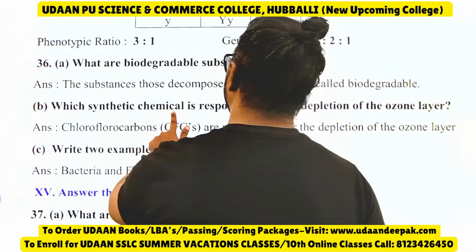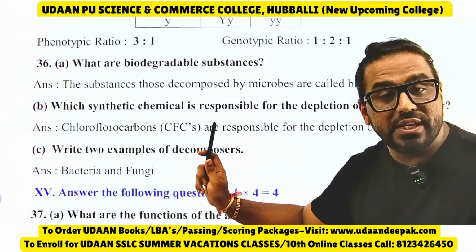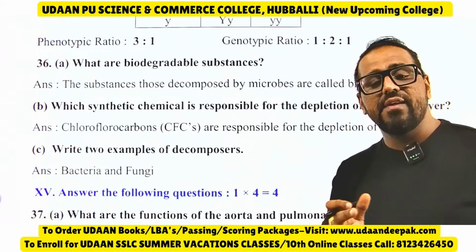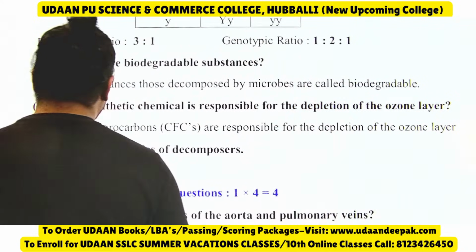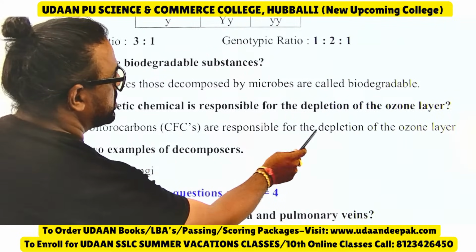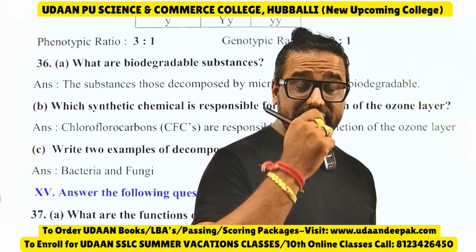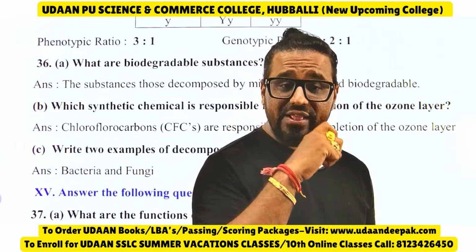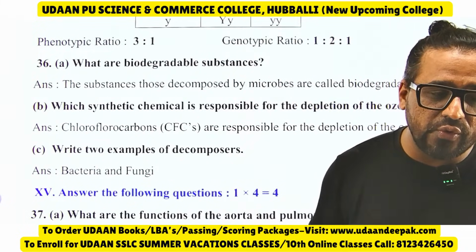Which synthetic chemical is responsible for depletion of the ozone layer? Remember, depletion of the ozone layer is because of which chemical? It is CFC. It is said in your text, you should remember everything. What is the full form of CFC? Who will tell? That is chlorofluorocarbon. CFCs are responsible for depletion of the ozone layer. Where do CFCs occur? In air conditioners, refrigerators, then aerosols, perfumes. All there we can expect to get this. Yes, very good dear. CFC, chlorofluorocarbon.